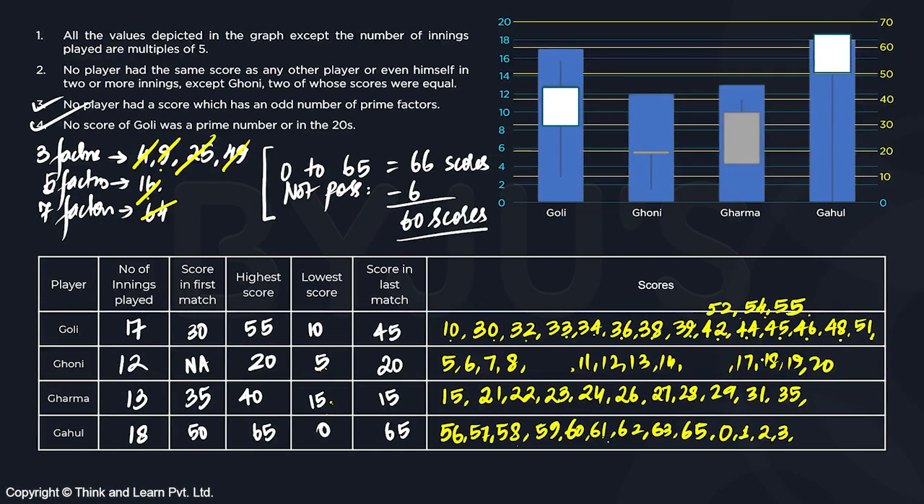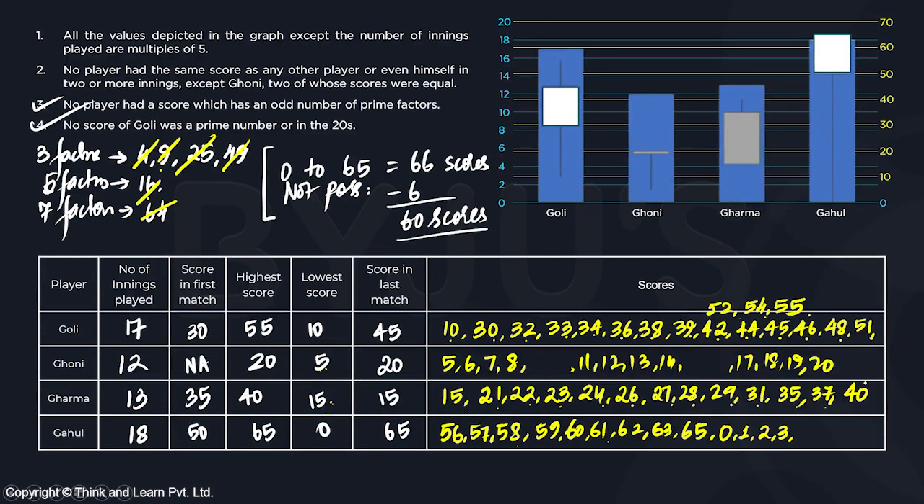36 is already used in Goli. 37 is a prime number. Of course, this will come here. 38 is already there. 39 is there. 40 we can take. And 41. We needed 13 innings for Garma. 1, 2, 3, 4, 5, 6, 7, 8, 9, 10, 11, 12, 13. So we have 13 of them.